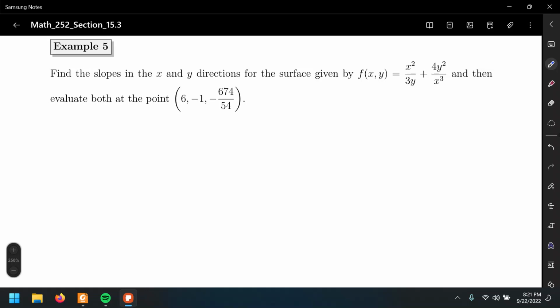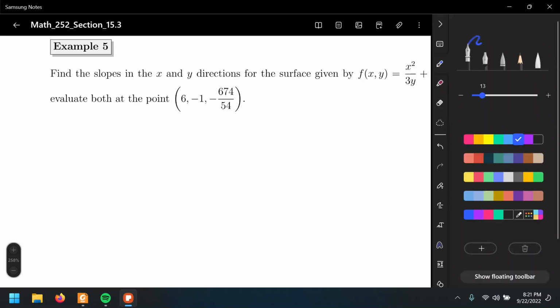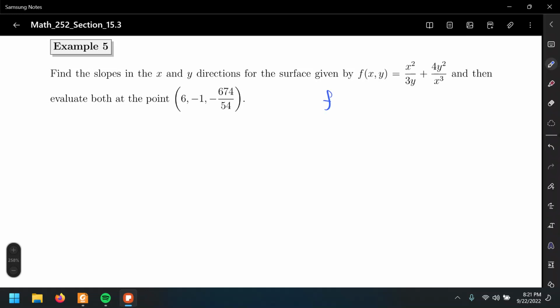All right. It would be, number one, convenient to rewrite this function. We cannot differentiate this function the way it is. It's not ready yet. Then how about 1/3 x squared y to the negative 1 plus 4y squared x to the negative 3. Right? So let's take the partial derivatives.